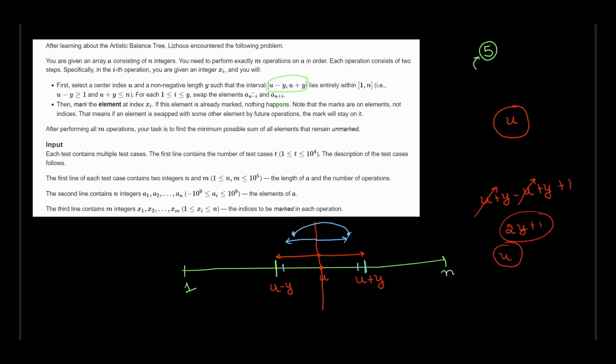And then mark the element at index xi. xi is given to you. If this element is already marked, nothing happens. Note that the marks are on the elements, not the indices. That means if an element is swapped with some other element by future operations, the mark will stay on it. If this element is already marked, nothing happens.